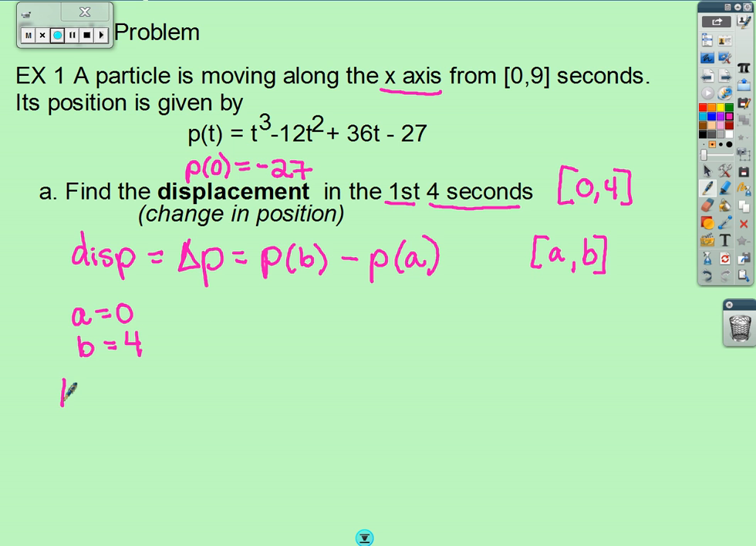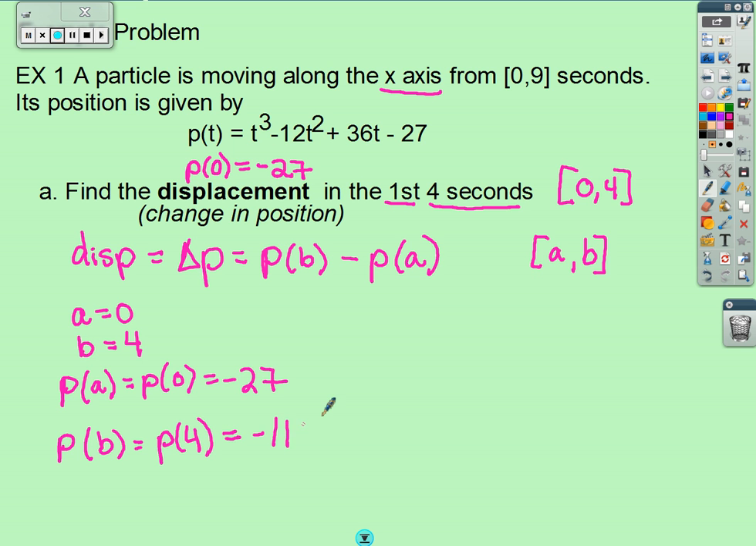So we need to find the position at A, which is the position at 0, which we found is negative 27. I also need to find the position at time 4, which when I plug in 4 into this equation, I get negative 11. So the displacement is the change in the position. So it would be negative 11 minus negative 27. So the displacement is 16, and we'll say 16 feet.